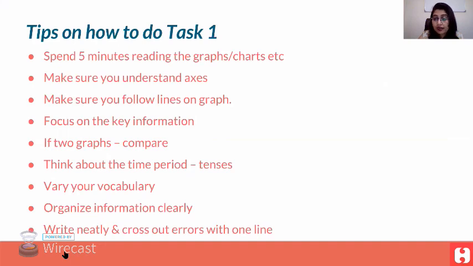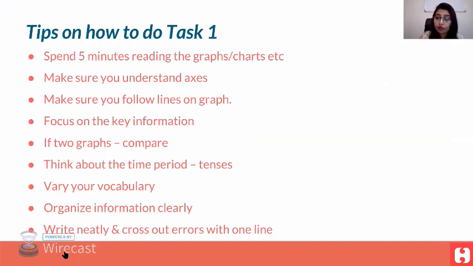Make sure you understand the axis. What does your left axis say? What does your right axis say? Like I said, you need to know what the graph says first. Are there some dates given on the left axis, and some other data given on the right axis? So you need to understand what the graph says first. Make sure you follow the lines on the graph. There must be very fine differences between two things that are shown in the graph. So make sure that the lines in the graph are well understood by you.